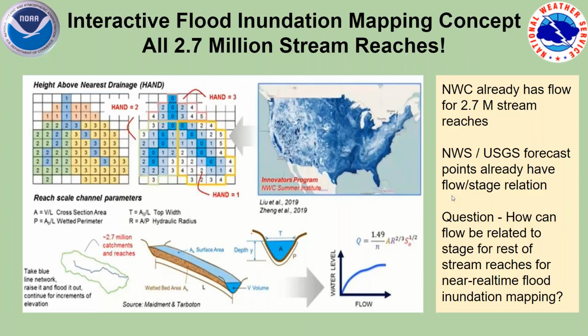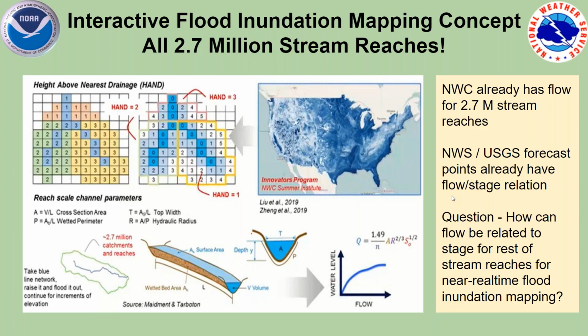So with the interactive flood inundation mapping concept, the goal is to do this flood inundation for all 2.7 million stream reaches. The National Water Center already has flow for those stream reaches, and we already have forecast points and gauges with flow-stage relations. So what they want to do is relate that stream flow to stages and potential inundation.